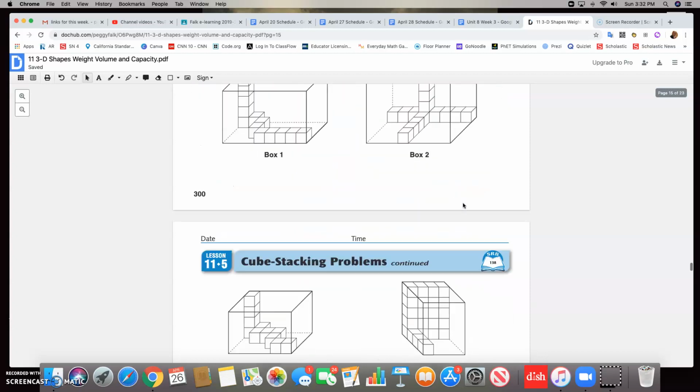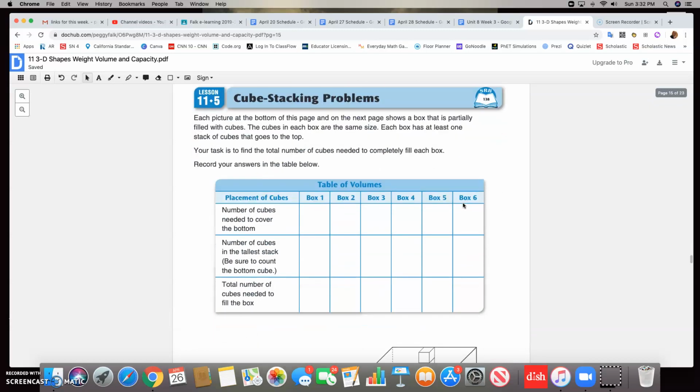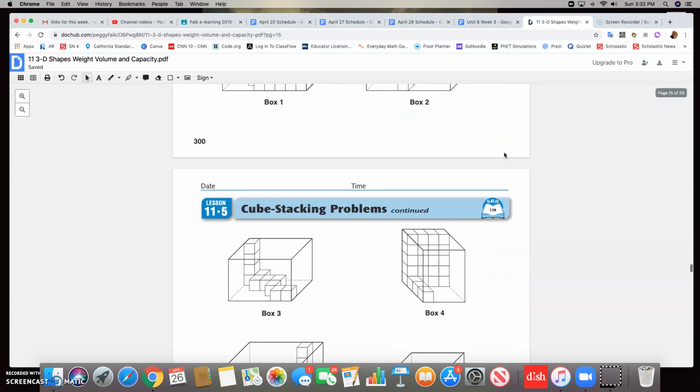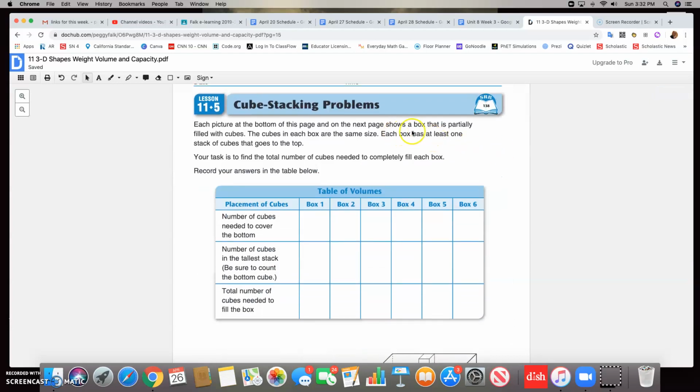So now I want you to go to pages 300 and 301. Okay, this is going to be an exploratory assignment today. I will get you started. So what I want you to do is each picture at the bottom of this page and on the next page. So these two and all of these shows a box that is partially filled with cubes. The cubes in each box are the same size. Each box has at least one stack of cubes that goes to the top, so from the base to the top. Okay, your task is to find the total number of cubes needed to fill each box completely.